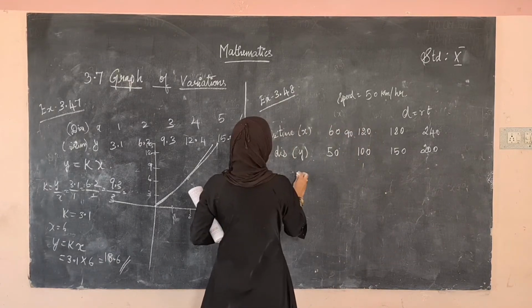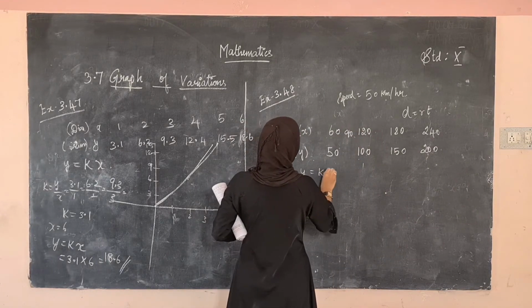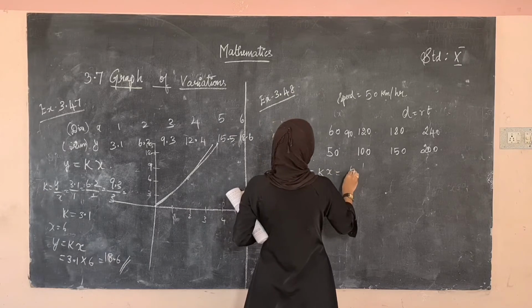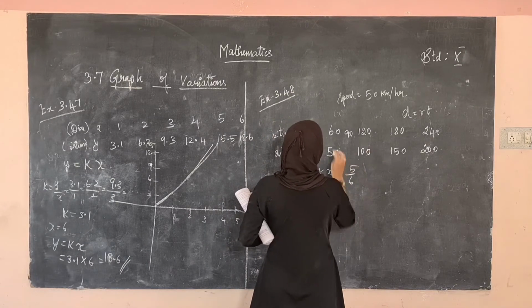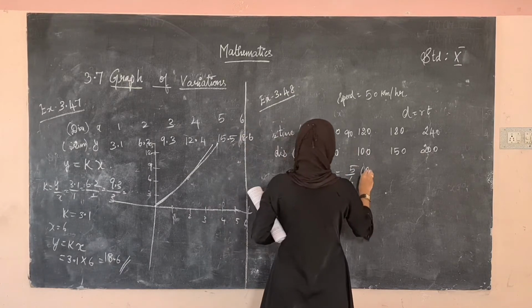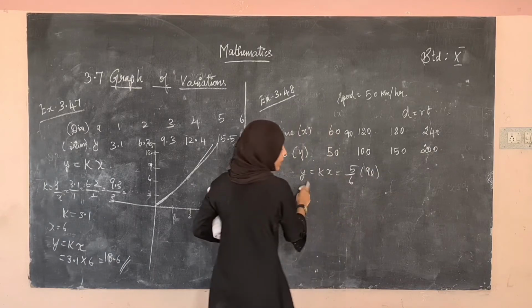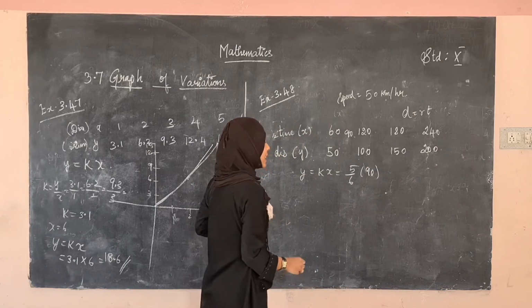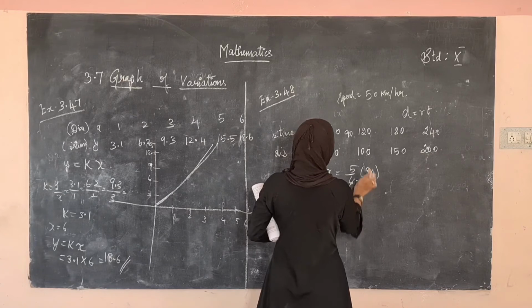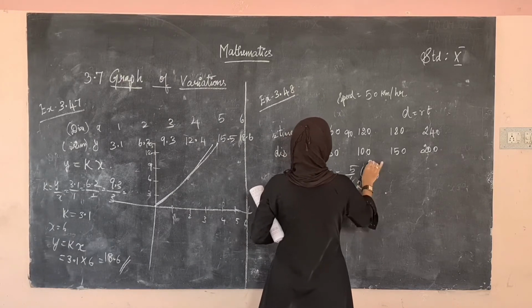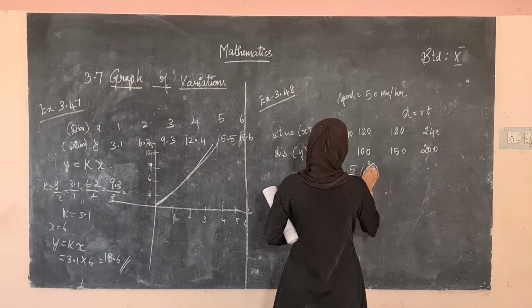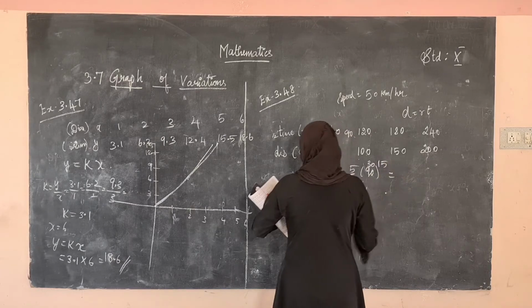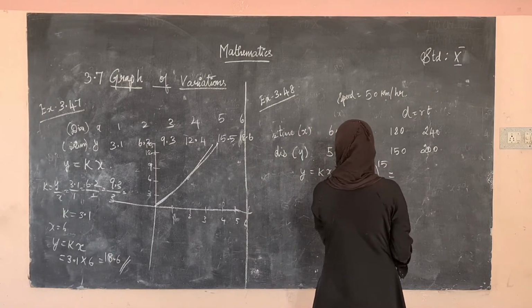We can use the formula y is equal to k into x. We know the value of k is 5 divided by 6. So if the value of x is 90, how can we find the value of y? 5 divided by 6 into 90. So this is 2 and this is 31 and this is 5. Right? This is how you can find.